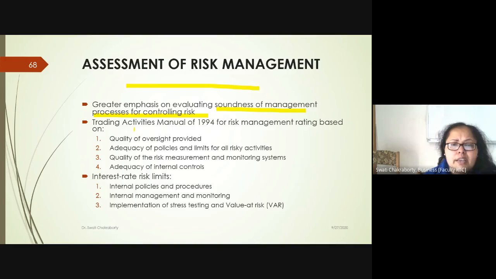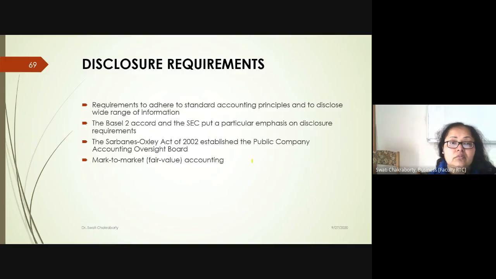So the Trading Activities Manual of 1994 gives a Risk Management Rating, based on these criteria: quality of oversight provided, adequacy of policies and limits for all risky activities, quality of risk measurement and monitoring systems, adequacy of internal controls. And also interest rate risk limits, internal policies and procedures, internal management and monitoring, implementation of stress testing, value at risk, and disclosure requirements.